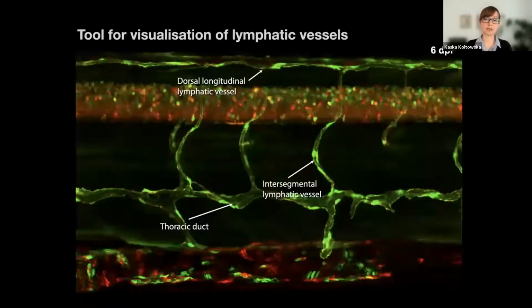And of course, we have a number of transgenic lines that we can use in the lab to visualize lymphatic vessels. And this is an example of one of these transgenic lines that drives GFP expression by PROX1 regulatory elements. And here you can see the main lymphatic vessel, the thoracic duct, and associated vessels. And PROX1 is a transcription factor that is also present in other tissues, such as the neural tube. You can see it here, as well as in the gut.